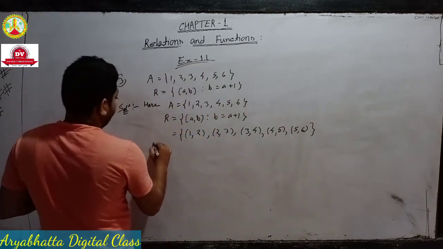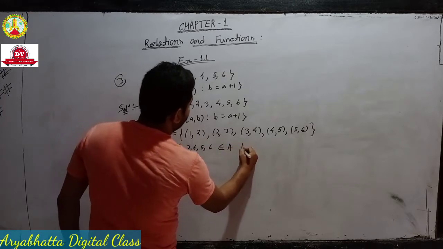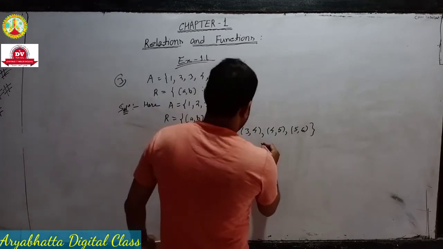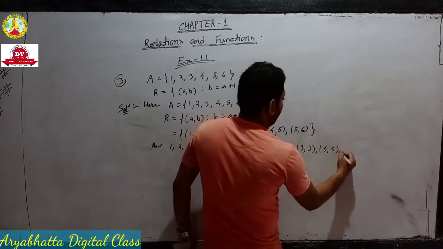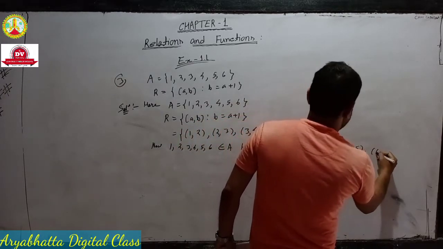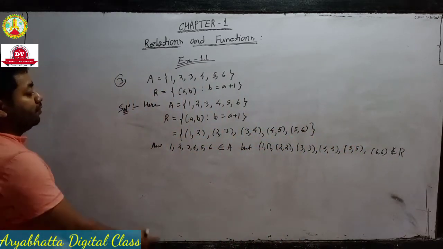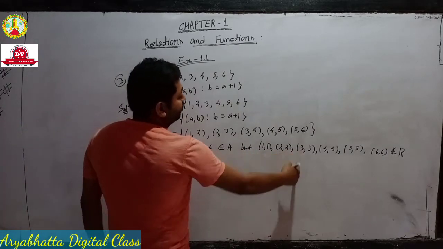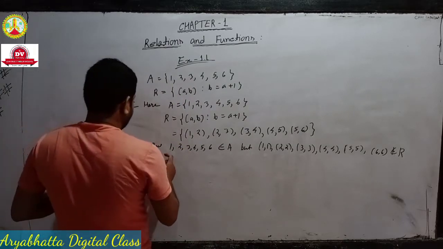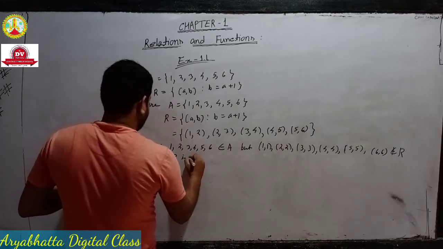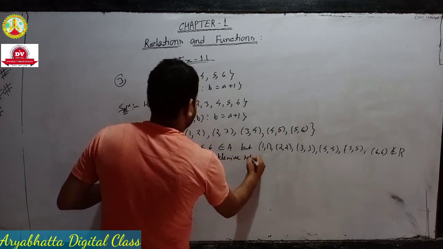Now 1, 2, 3, 4, 5, 6 belong to set A, but (1,1), (2,2), (3,3), (4,4), (5,5), (6,6) do not belong to relation R. Since 1, 2, 3, 4, 5, 6 belong to set A, but (1,1), (2,2), (3,3), (4,4), (5,5), (6,6) do not belong to relation R, R is not a reflexive relation.